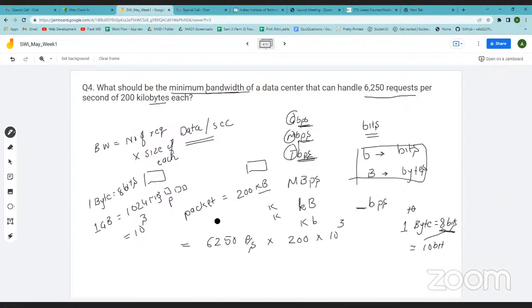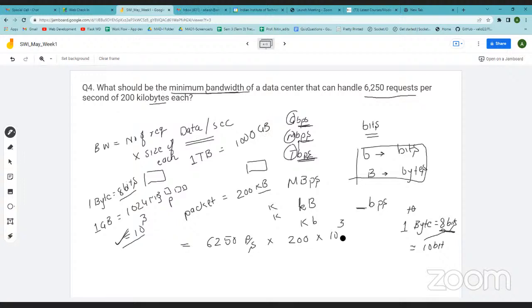Generally we give this information, like what to take and what relation to follow. If by chance it is not given, consider two things: 1 byte equals 8 bits, and for 1 GB or any larger unit, what is greater than GB? It is TB, right? So 1 terabyte would be equal to 1000 gigabytes. This is something that we have to follow.